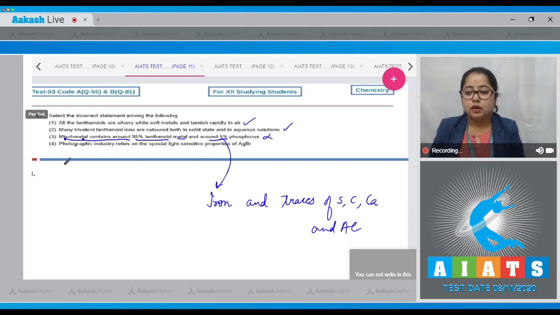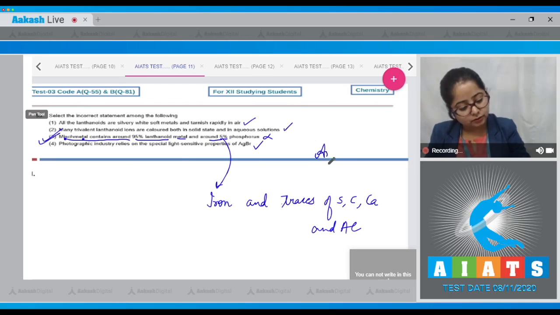Moving to the last, photographic industry relies on the special light sensitive properties of AgBr. Student, this is also a correct statement. That means the correct answer for this question is option number 3. Moving to next question, students.